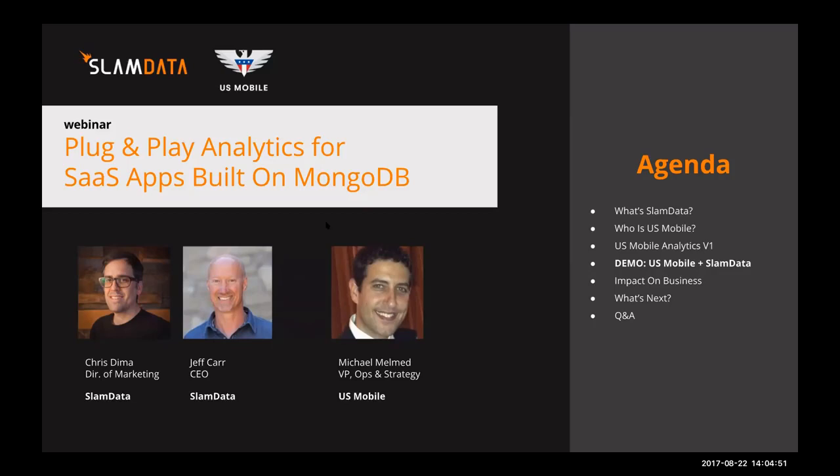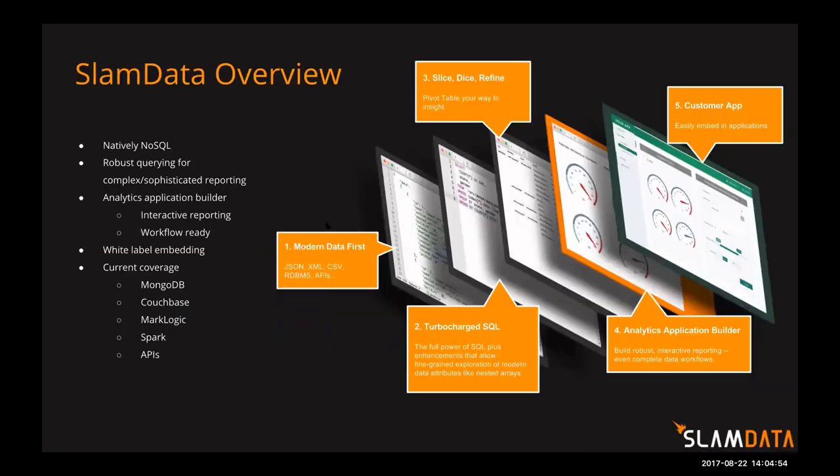So let's go over here and ask Jeff to walk us through an overview of SlamData and talk about this graphic and what it means. Sure. Thanks, Chris. Appreciate it. And thanks to everybody that's joining today and learning a little bit more about what we're doing with the folks at US Mobile. So SlamData was really born out of this idea that modern NoSQL databases like MongoDB store data very differently, and reporting and analytics on them can be quite difficult, requiring learning customized APIs and specialized languages and doing some other things that make things a little bit more difficult.